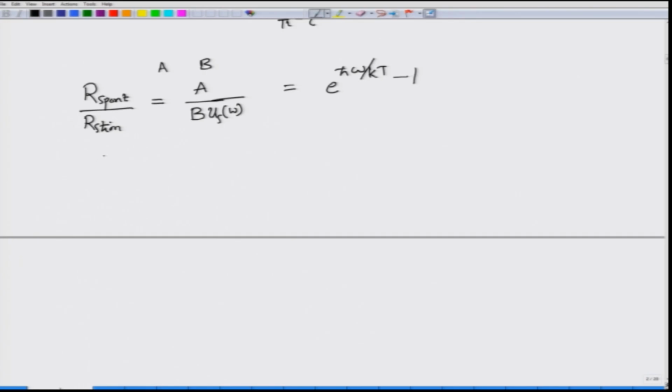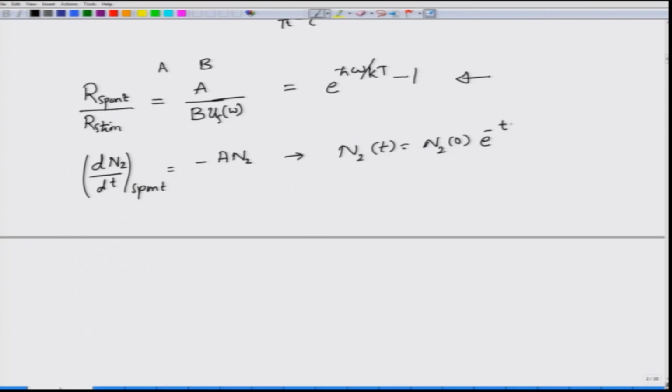And before we do anything about this one, let us also just at this point solve the spontaneous emission equation to introduce one more variable. So, I know that spontaneous emission dN2 by dt is given by minus A N2. I have just put the minus sign from left hand side to the right hand side, and if you solve this, you are going to get N2 of t is equal to N2 of 0 e to the power minus t by tau spontaneous, where tau spontaneous is equal to 1 by A.